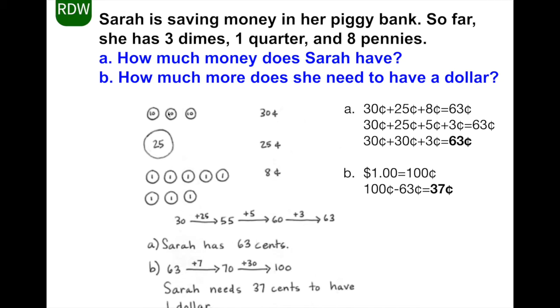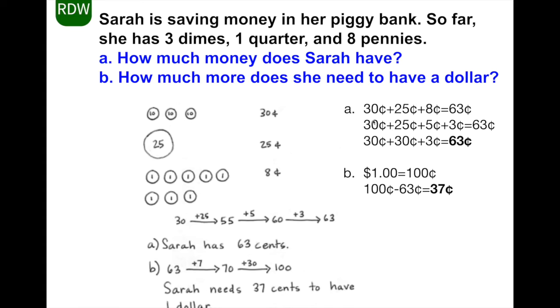So if we go ahead and add these up, we see 10, 20, 30 cents from the dimes, 25 cents from the quarters, and 1, 2, 3, 4, 5, 6, 7, 8 cents from the pennies. So we can add that up right over here. We see 30 plus 25 plus 8.